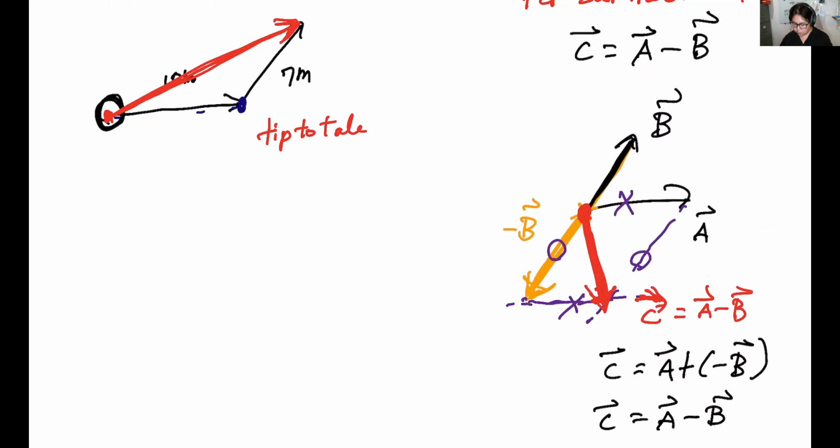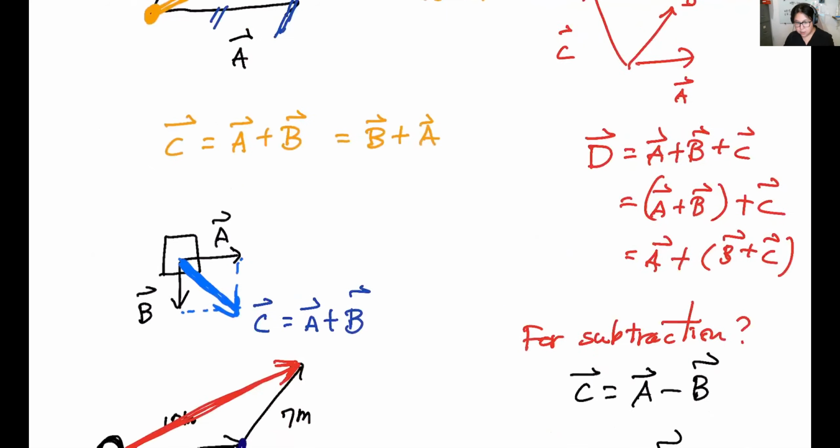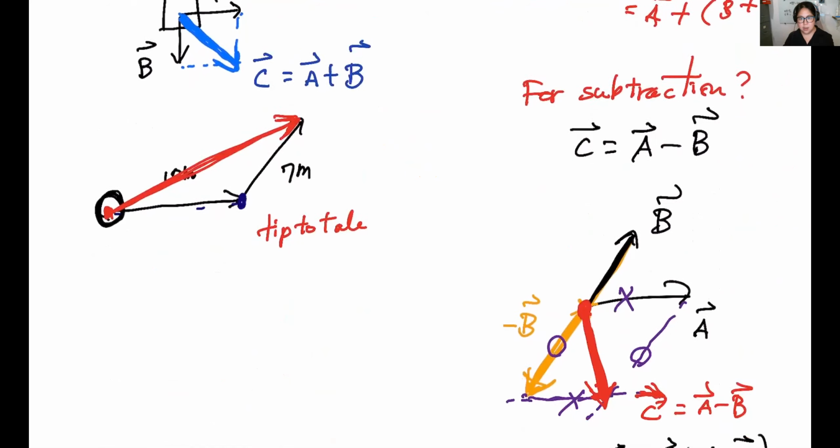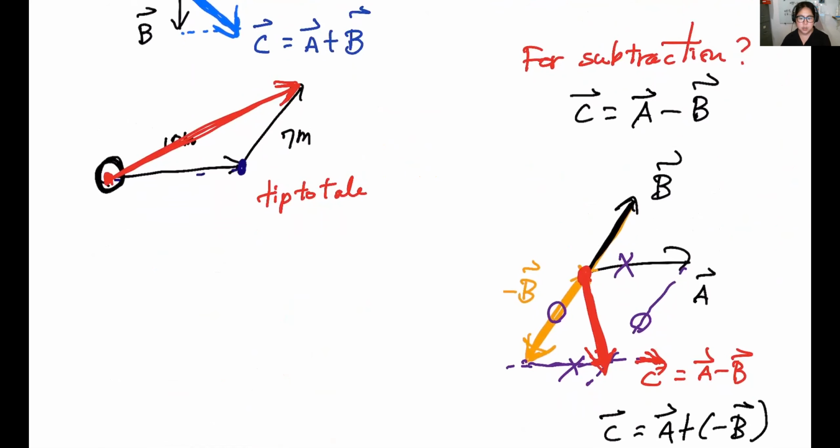All right, so I hope you see the idea of vectors, and for vector operations, you know how to add and subtract vectors. I want you to be able to add and subtract vectors, because we're going to be dealing with multiple forces, multiple velocities. Now, velocity maybe not, but multiple forces for sure.